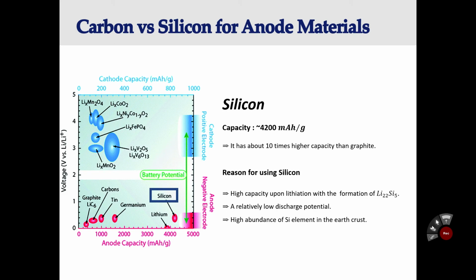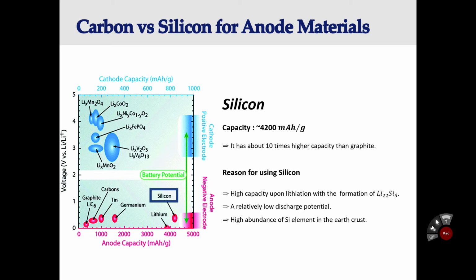On the other hand, silicon has a capacity of 4,200 milliampere-hours per gram, which is 10 times higher than graphite. Also, silicon has high capacity in lithiation due to lithium movement, with a relatively low discharge potential. There is a huge amount in the Earth's crust. However, there are some problems with using silicon.